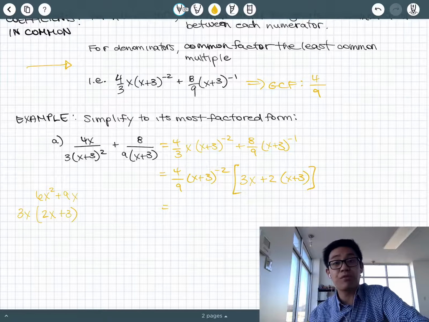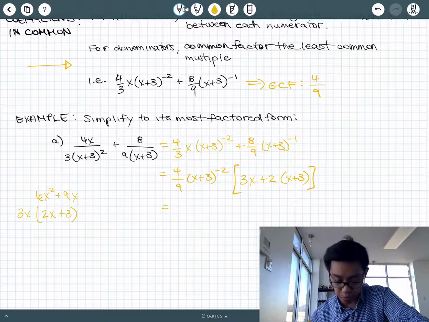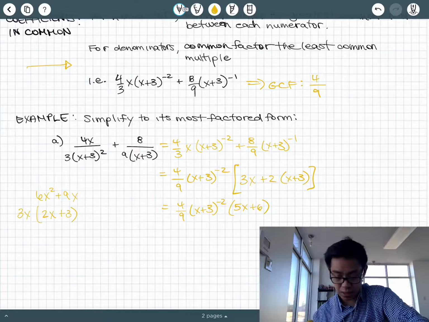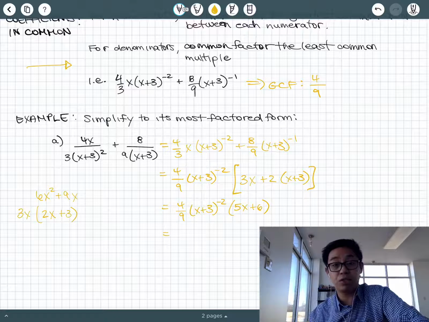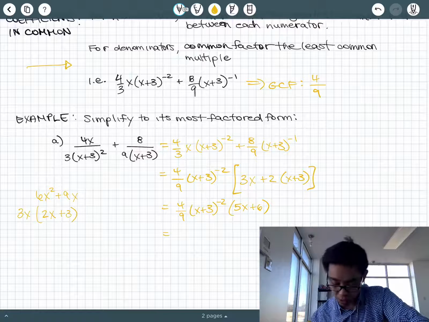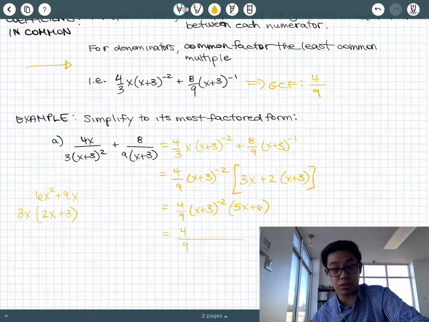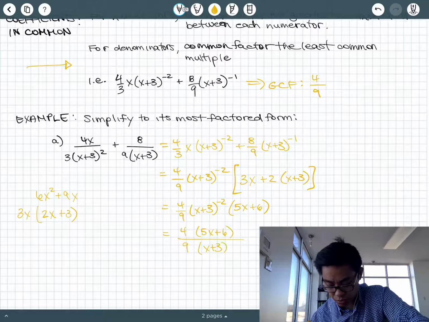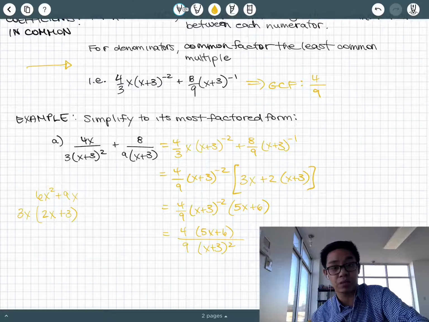Now, you simplify what's left over within the square bracket. You get 4/9 x plus 3 to the negative 2, and then 5x plus 6. Then you're pretty much done now because you can't common factor anymore. So you move everything to the correct floor. So you get 4 and 9, that's your coefficient, setting your floor. The 5x plus 6 will be up top, and then the x plus 3 to the 2 will be on the bottom because of the negative exponent.